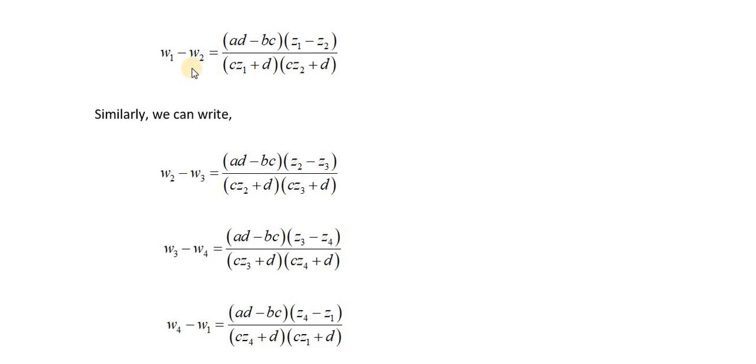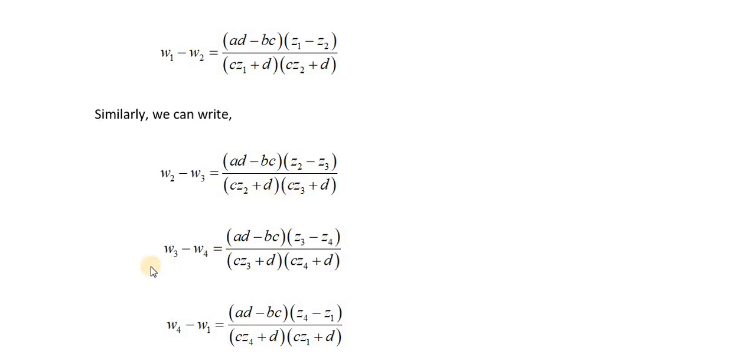So by observing this, we are going to write W2 minus W3. Observe for W1 minus W2, the denominator is (CZ1 plus D) into (CZ2 plus D). AD minus BC as it is. This term will come in each term. Here we have Z1 minus Z2. So by observing this, we can write W2 minus W3 as Z2 minus Z3. In the denominator also CZ2 plus D. Why? Here 2, here 2, here 3, here 3.